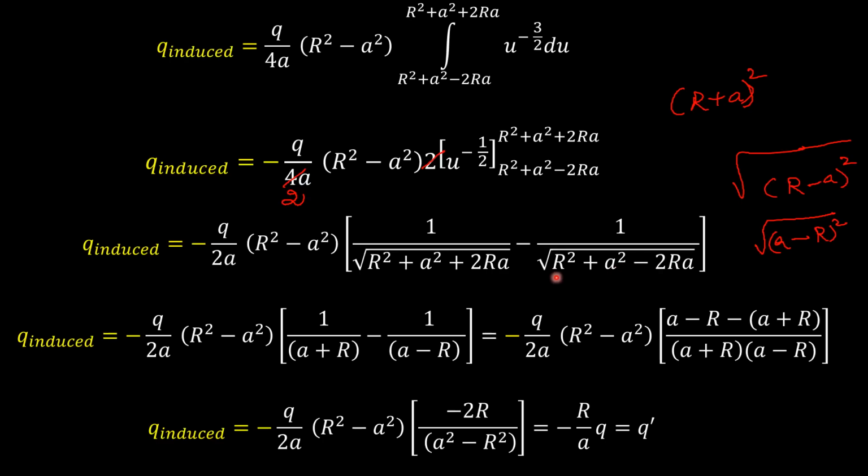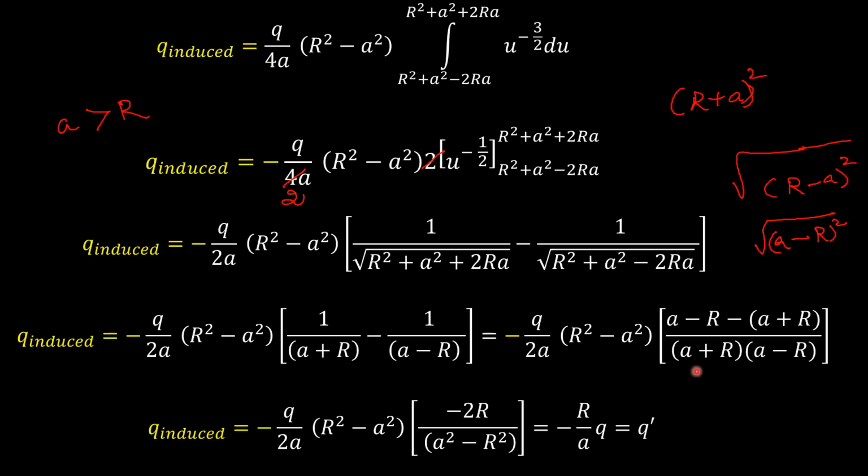Here the only thing is, we know that outside the sphere, a must be greater than r. So a is a larger number. That is the reason why, instead of writing r minus a whole squared, I am writing a minus r whole squared. Both are the same. So if you expand, you will get the same result. If you take the square root of a minus r whole squared, you will get a minus r. So now you can take this, minus q over 2a, r squared minus a squared.